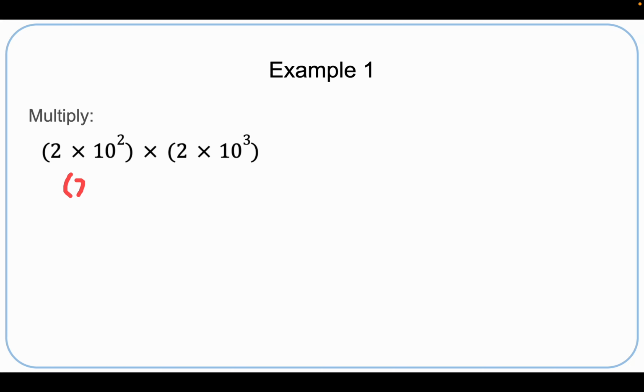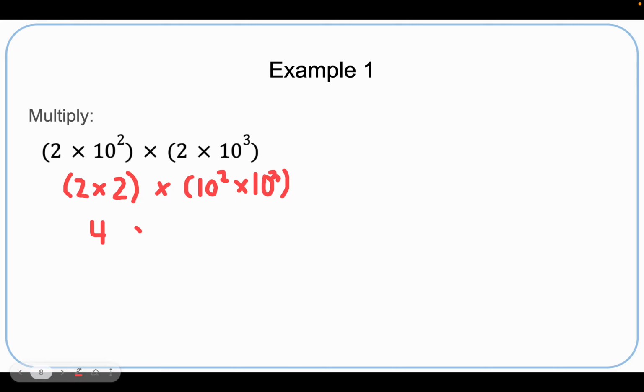So we could get our numbers that don't have exponents, the 2 times 2, and then we can multiply that by our base 10 numbers that have exponents, 10 squared times 10 to the third. And so then we can simplify by multiplying 2 times 2, which is 4. And then 10 squared times 10 to the third, we just add up our exponents. So 10 to the fifth. 2 plus 3 is 5. So there, our final answer is in scientific notation.